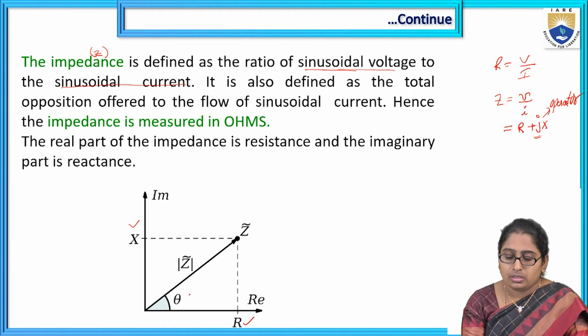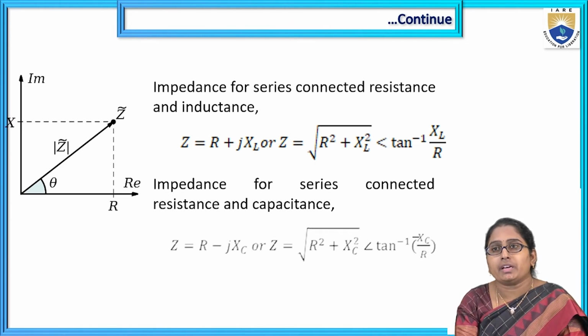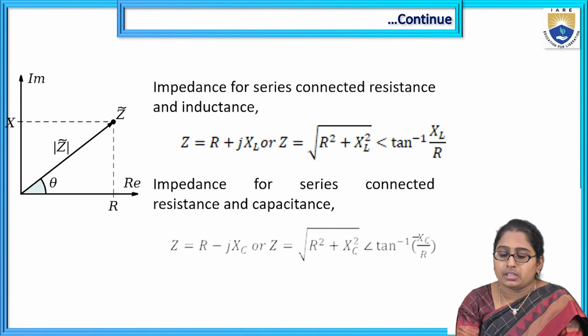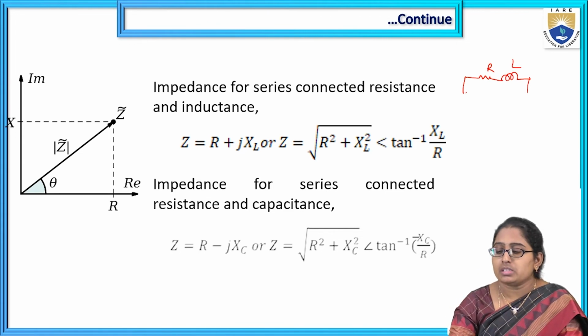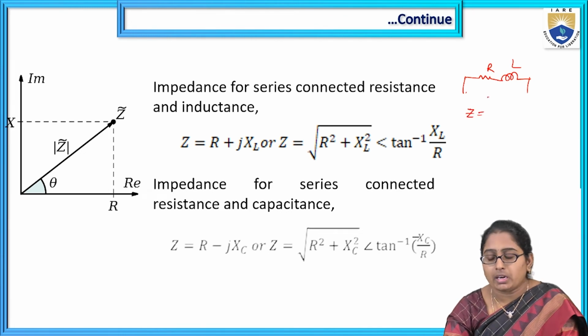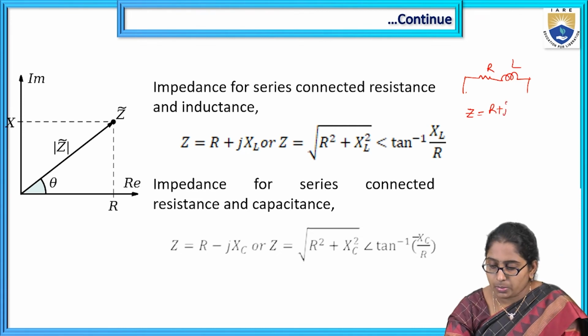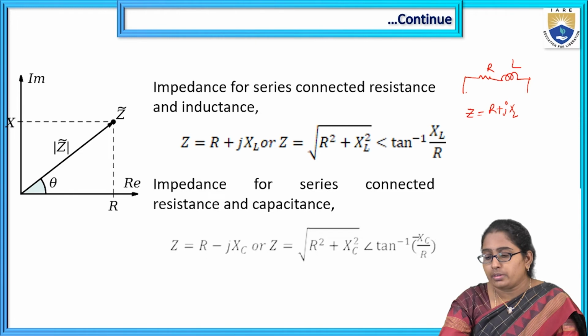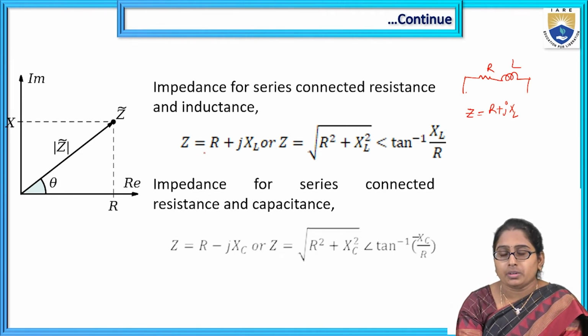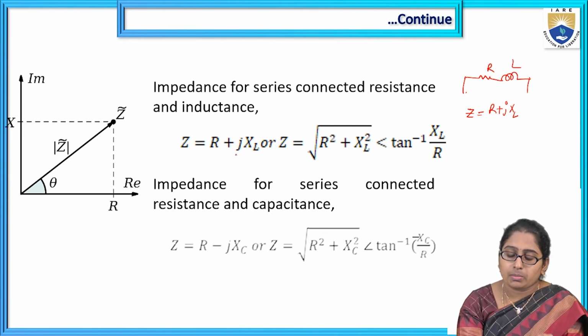Now, continuation: the impedance for series connected resistance and inductance. What is the impedance value for a circuit with R and L in series? It has a real part and an imaginary part. Here the real part is resistance and the imaginary part is reactance, especially inductive reactance, because the circuit has resistance and inductance. So Z is equal to R plus jXL. Now what is the magnitude for this?